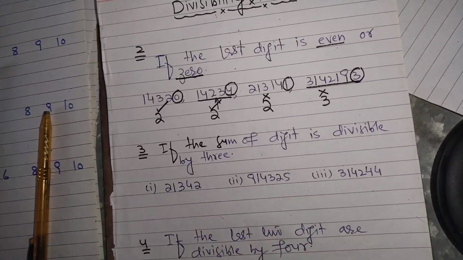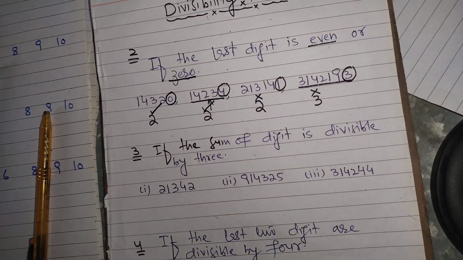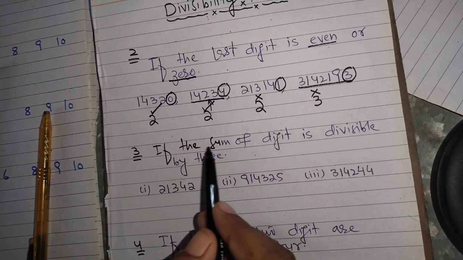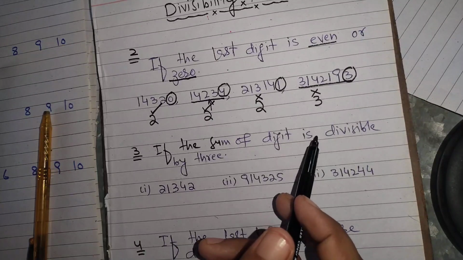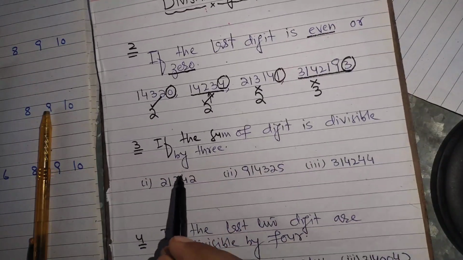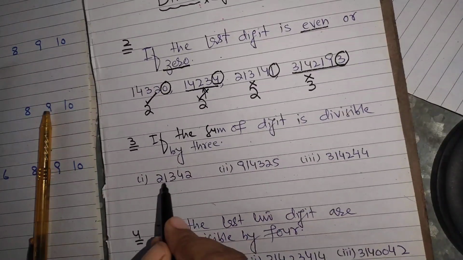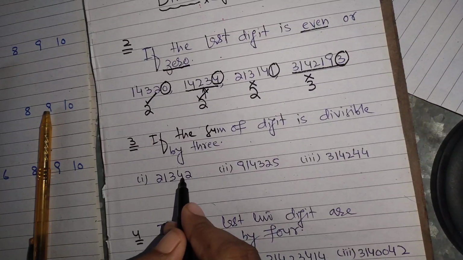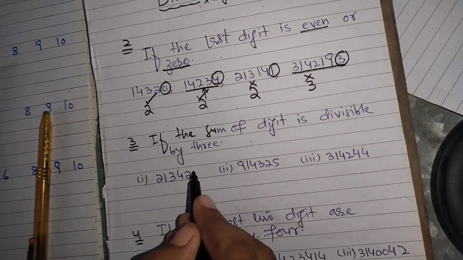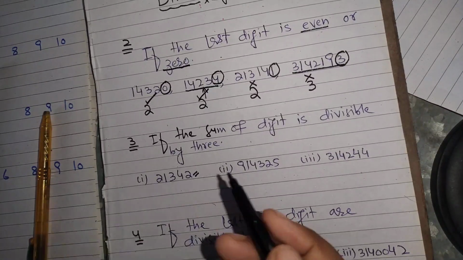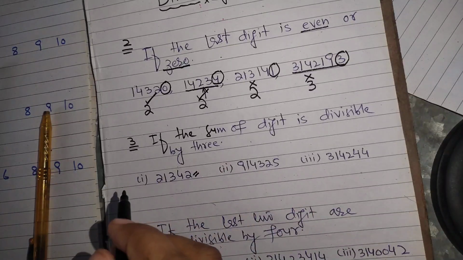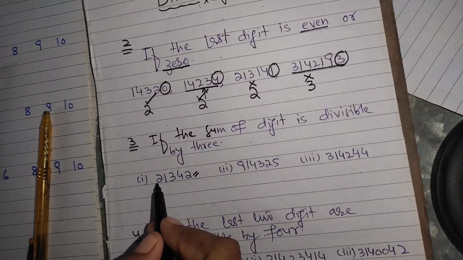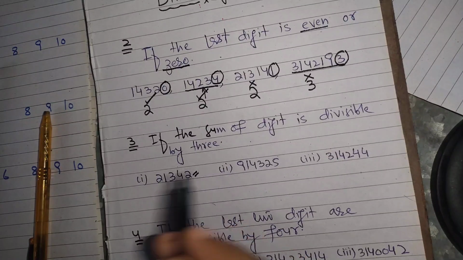Now let's come to the rule of 3. In this rule, if the sum of the digits is divisible by 3, then the whole number is divisible by 3. This means we will add all the digits, and after that we check whether that sum is divisible by 3.